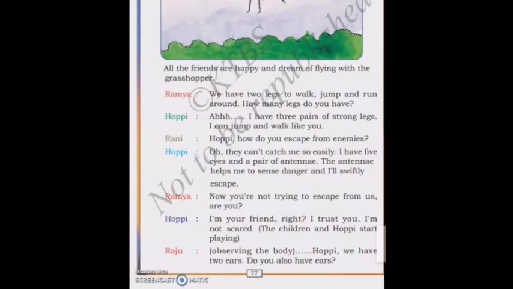Okay, grasshopper is not scared of the human beings, it says. It is not scared of the children. Children and Hoppy start playing now. They're all friends and they start playing.